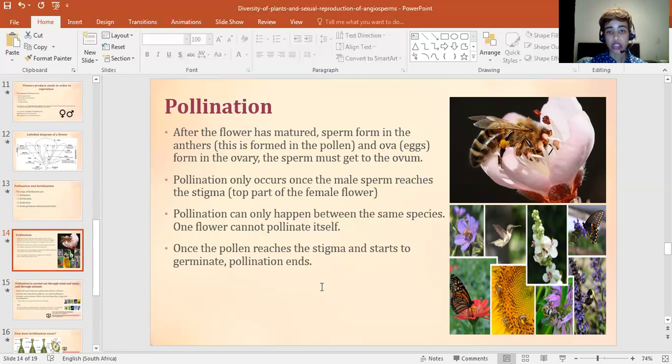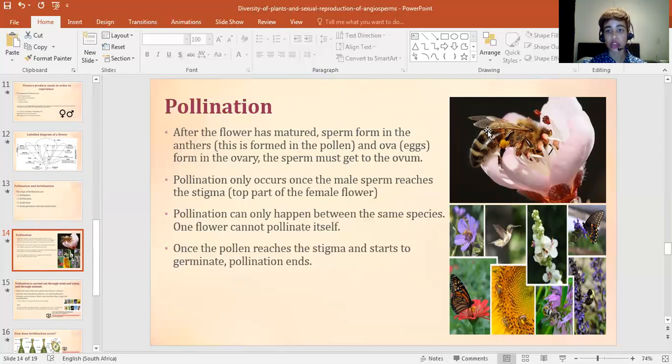In a plant that is bisexual, that has male and female parts in the same flower, the pollen will just stick onto the stigma, travel down the style and enter the ovary to meet up with the ovum, which is the eggs.